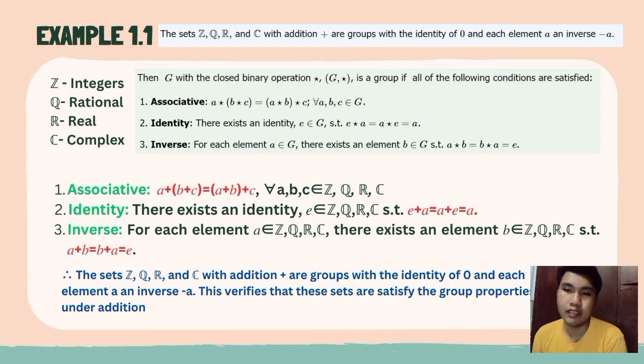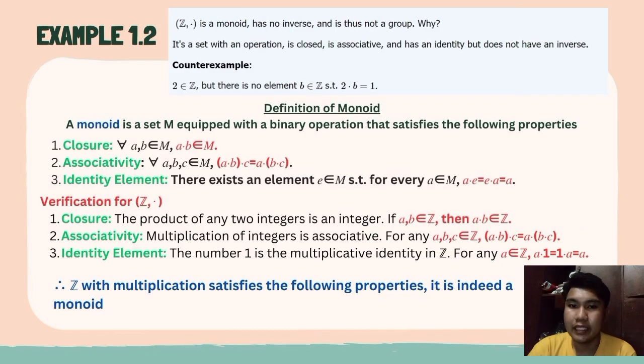So therefore, the sets of integers, rational, real, and complex with addition (plus) are groups with the identity of 0 and, for each element a, the inverse negative a. This verifies that these sets satisfy the group properties under addition. For example 1.2, the set of integers with multiplication is a monoid, has no inverse, and is thus not a group. Why? It is a set with an operation, is closed, is associative, and has an identity, but does not have an inverse.